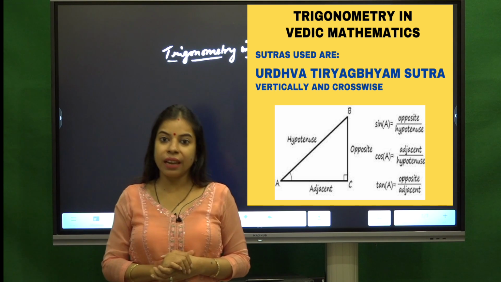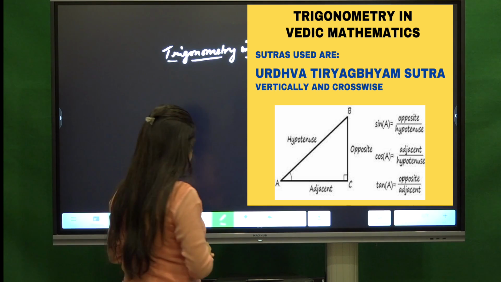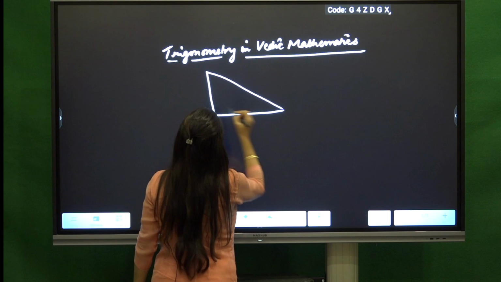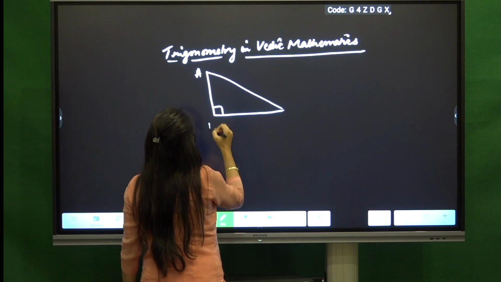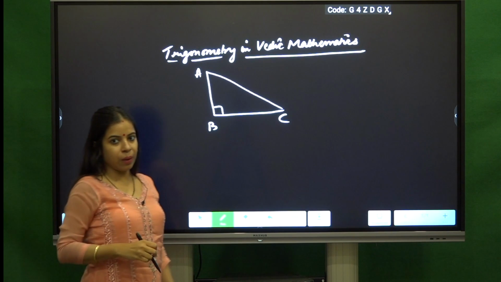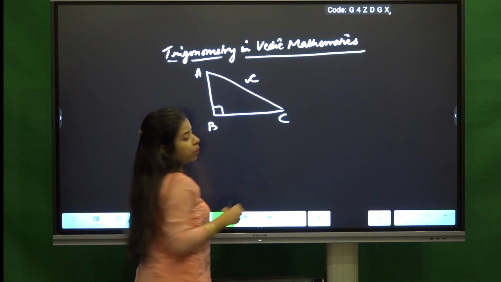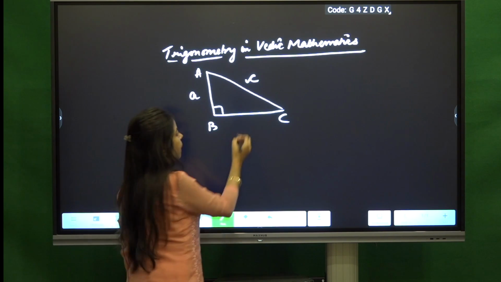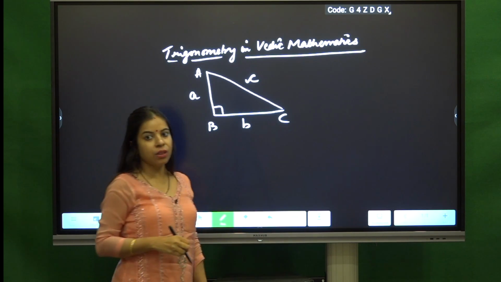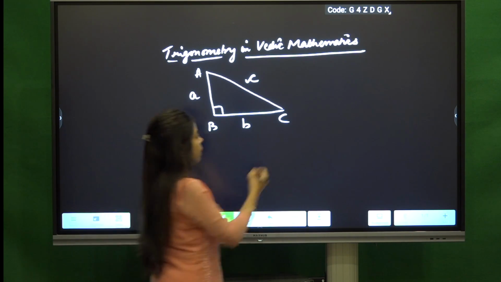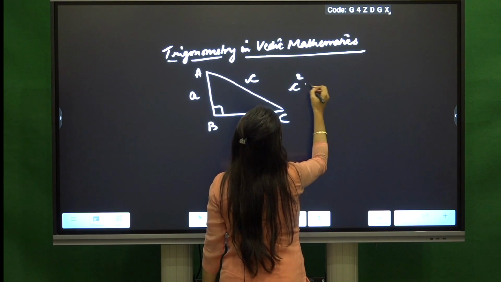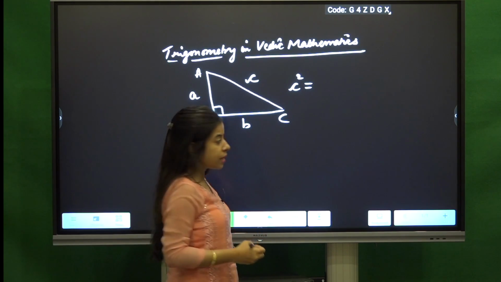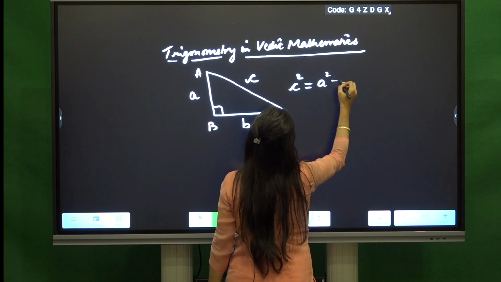So basically there are 6 trigonometric ratios. Let us consider a right angle triangle ABC, where C is the hypotenuse, A is the perpendicular and B is the base. So according to Pythagoras theorem, the square of the hypotenuse is equal to the sum of the squares of the other two sides, that is a square plus b square.